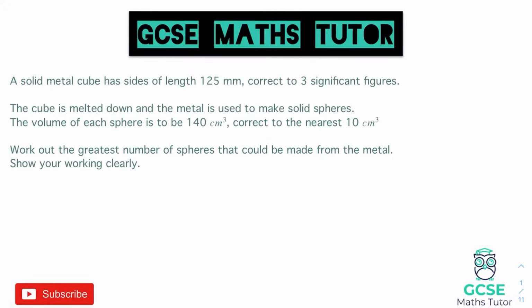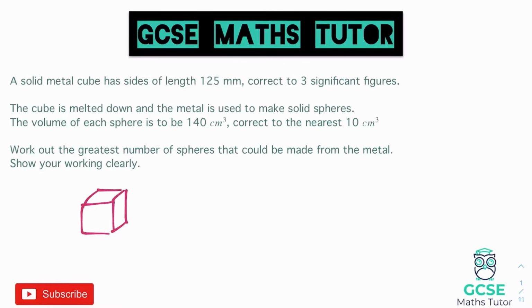Now essentially what that means is, and let's draw a little picture here, we've got a cube and the side lengths we've been given there are 125 millimeters, correct to 3 significant figures. And this is going to be melted down, so the volume is going to be melted down, and we're going to make these spheres out of it. So we need to figure out how many of these spheres that we can make.